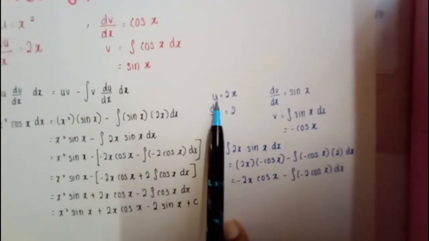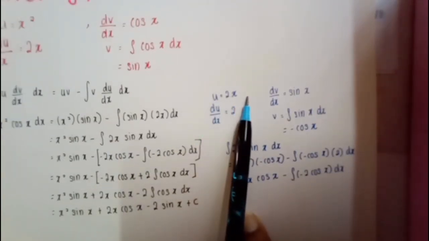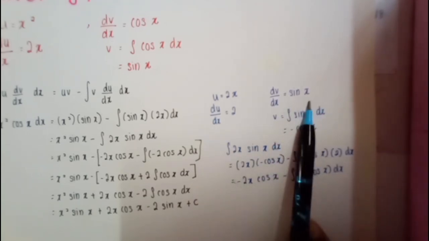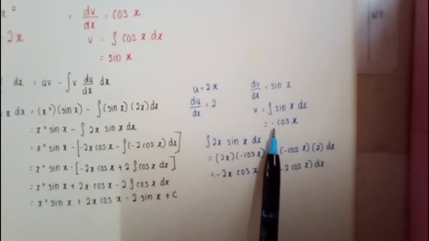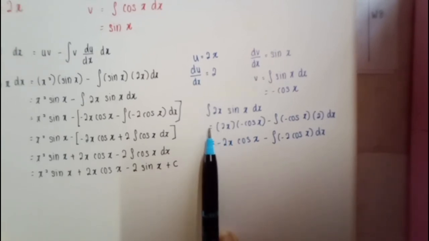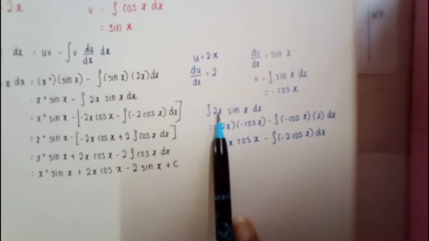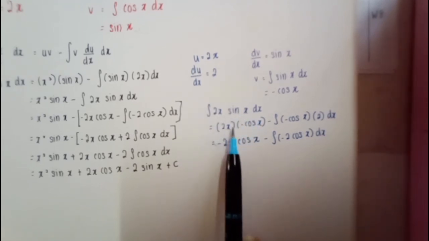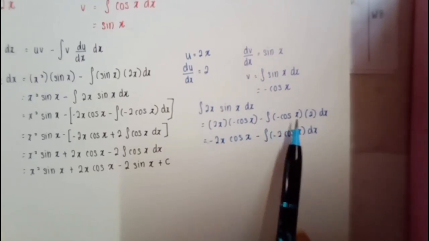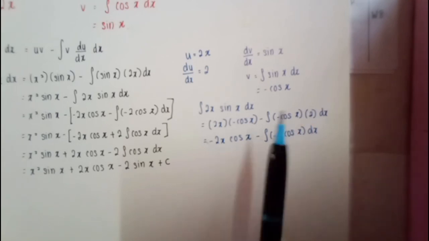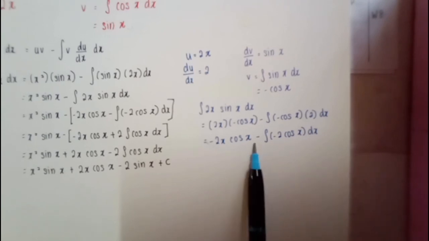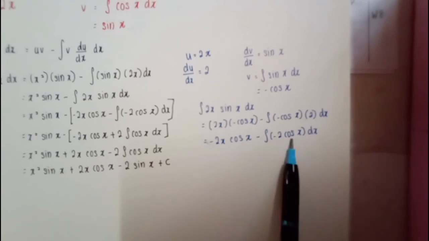Here our u will be 2x. When we differentiate it, it will be 2. And then our dv over dx equals sin x. When we integrate sin x, it will be negative cos x. And we substitute everything into the general formula, and we will have integrate 2x sin x equals 2x times negative cos x minus integrate negative cos x times 2. And then the final product will be negative 2x cos x minus integrate negative 2 cos x.